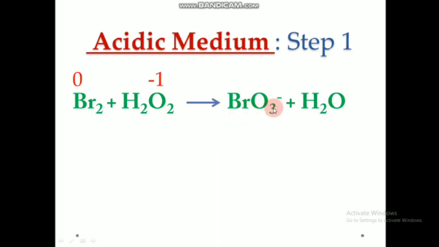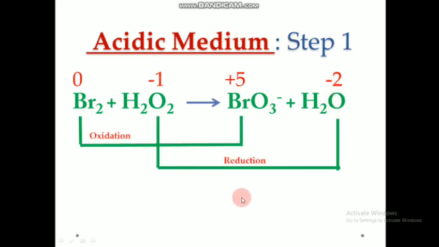And BrO3 in this case, 3 into -2, it will be 6 minus. And 5 positive should be there to balance this. And H2O, the charge of oxygen in H2O is -2. So these are the oxidation numbers in this equation. Hence we can tell easily what is oxidized and what is reduced. So Br from 0 to +5, an increase in oxidation state, hence it is oxidation, and oxygen from -1 to -2, a decrease in oxidation number, hence it is reduction.